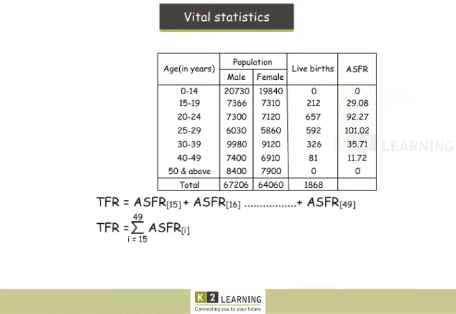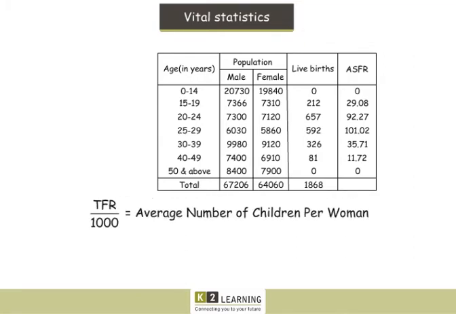Total fertility rate is the summation of all the ASFRs. Since the age group is quinquennial, total fertility rate is taken as 5 times the summation of quinquennial ASFR. Okay, so TFR is equal to 5 into 269.75, which equals 1348.75. Note that the average number of children per woman can be calculated as TFR divided by 1,000. In this case, 1348.75 divided by 1,000 equals 1.348.